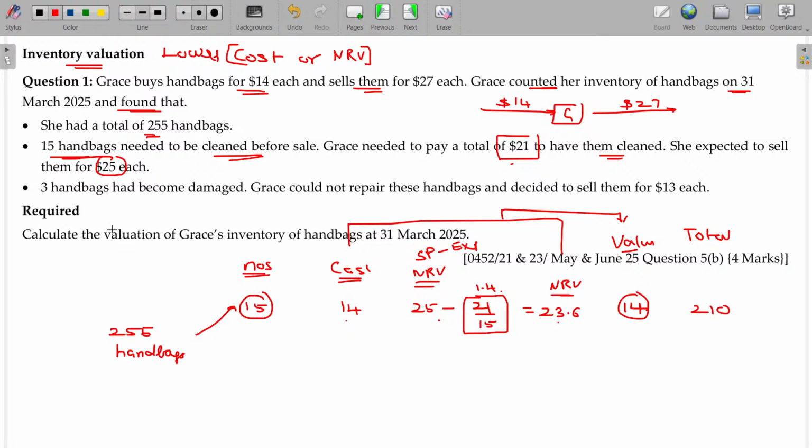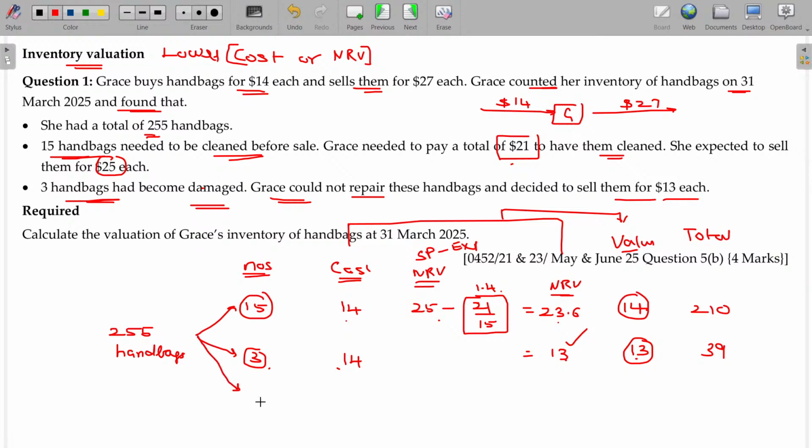Clear? 3 handbags. Another 3 handbags, damaged. Grace could not repair these handbags and decided to sell them for $13. Okay. Cost being 14. Because of the damage, she could sell for only 13 per bag. That is the NRV she could realize. Between these two, whichever is lower will be the final value for the inventory. 13 into how many bags she has? 3. So 13 into 3, 39.